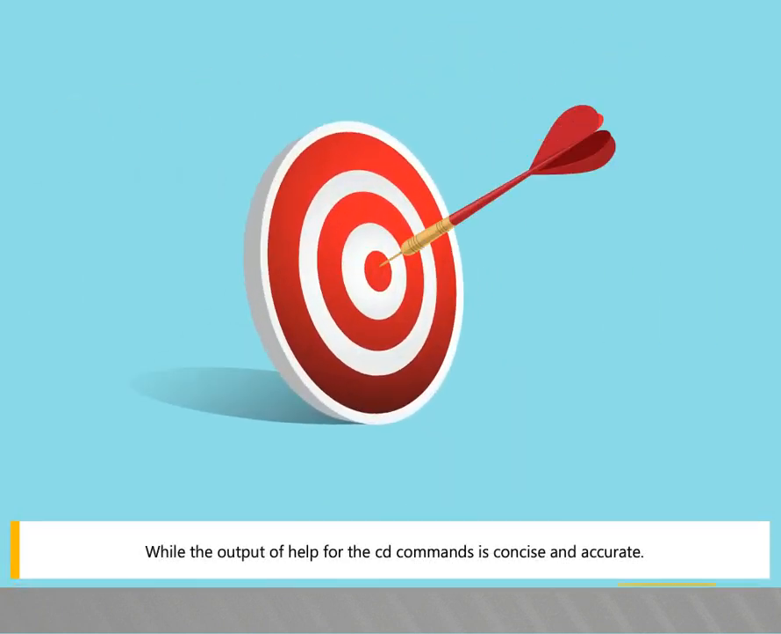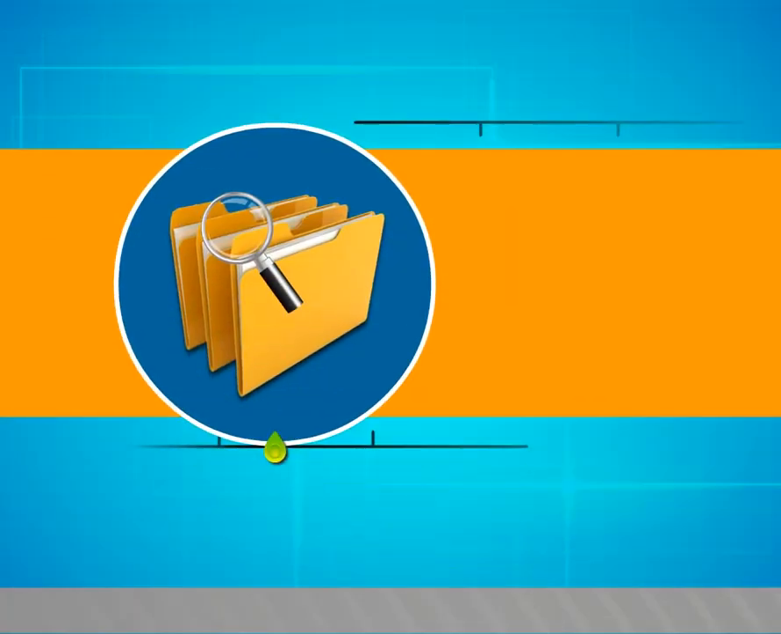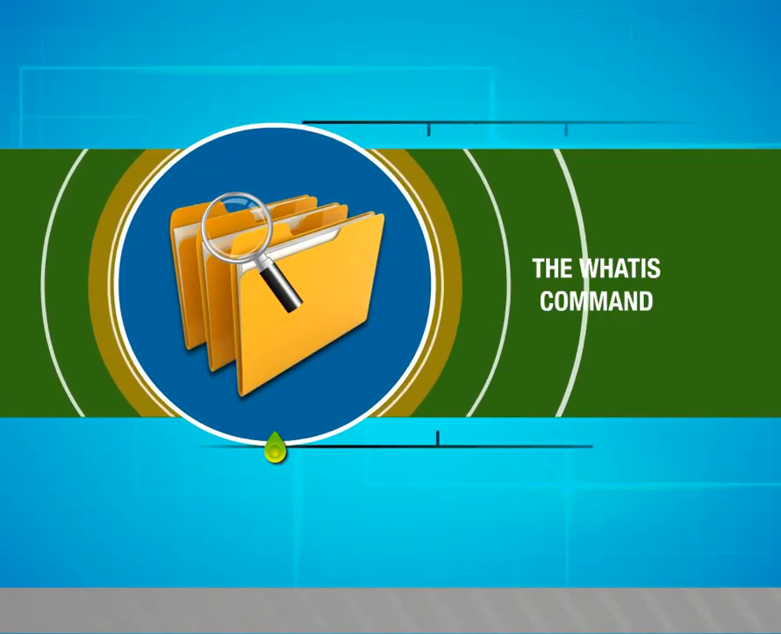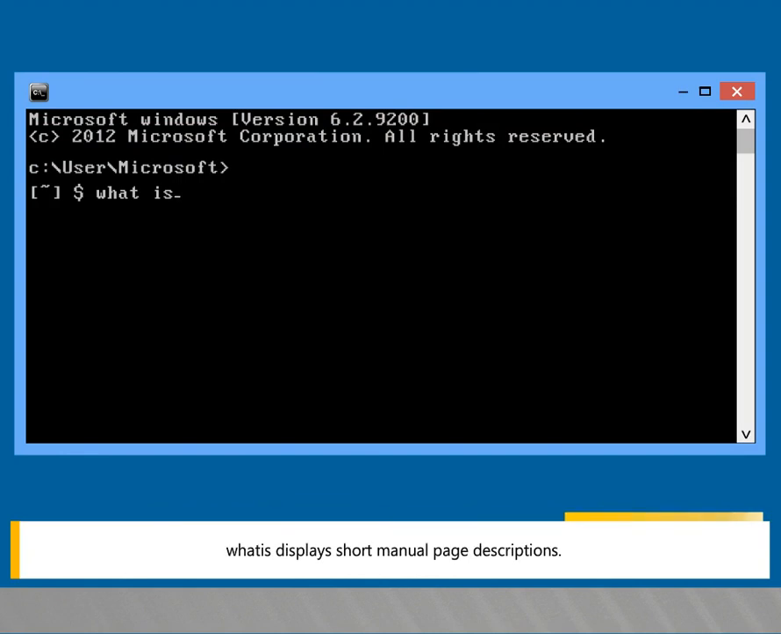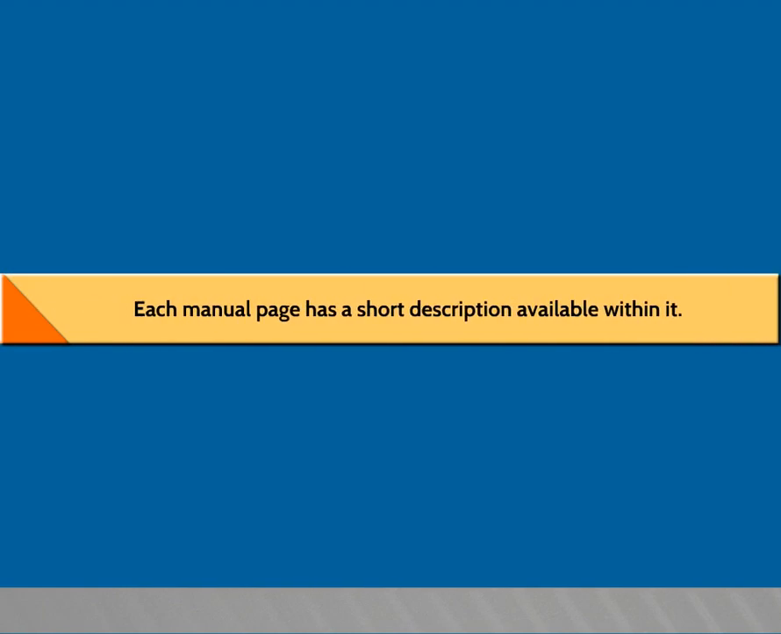While the output of help for the cd command is concise and accurate, the whatis command. In this video, we are going to see about the whatis command. Whatis displays short manual page descriptions. Each manual page has a short description available within it.